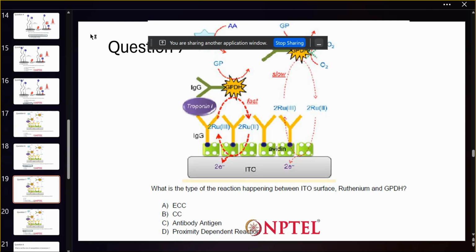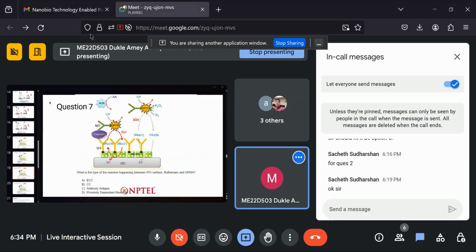Again, they are asking what is the reaction happening between the indium tin oxide, ruthenium, and GPDH. This is one of the most simple questions, so I would request you to answer. Is it ECC, CC, ECC redox reaction, CC redox reaction, antibody antigen reaction, or proximity dependent reaction? I'll wait for 2 minutes so that you can answer. It's a very easy question, so please answer.